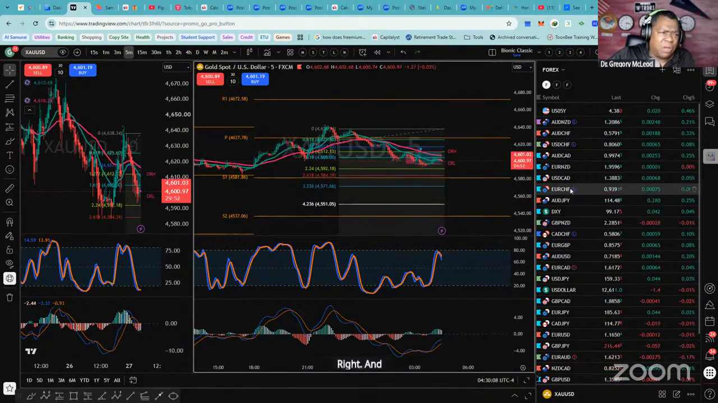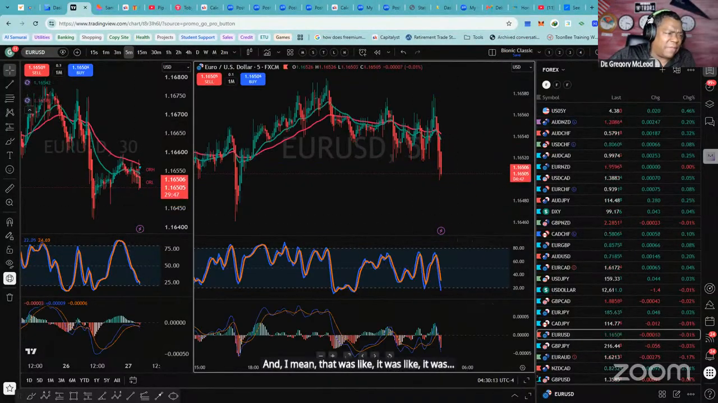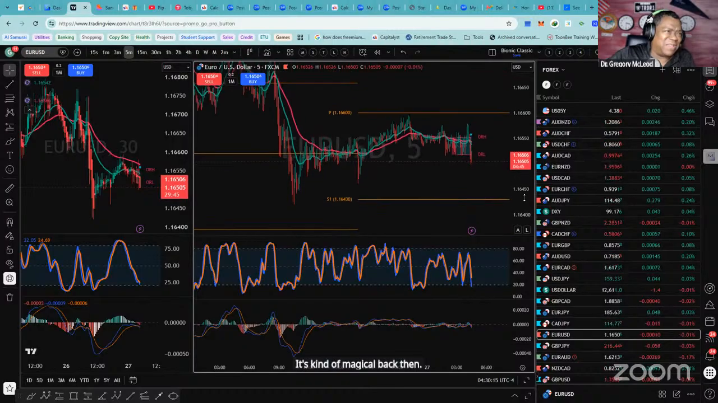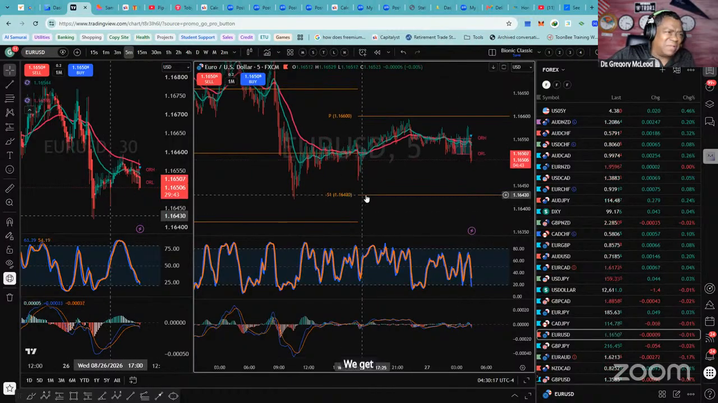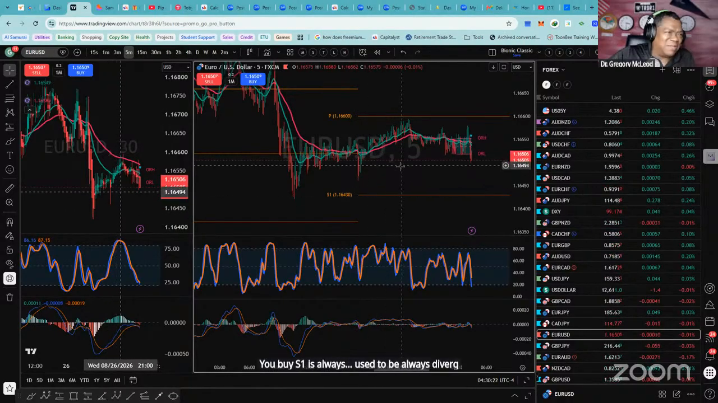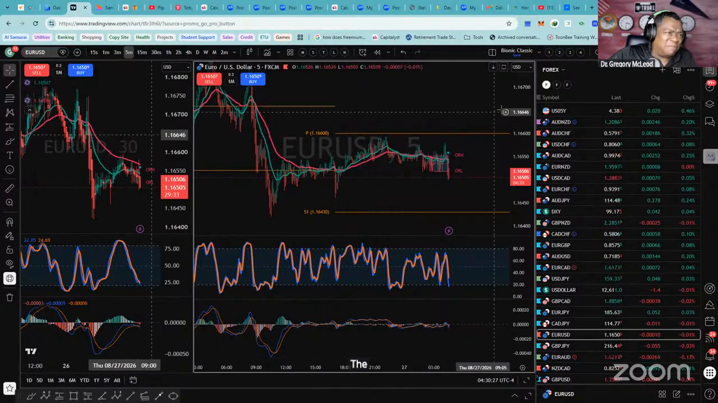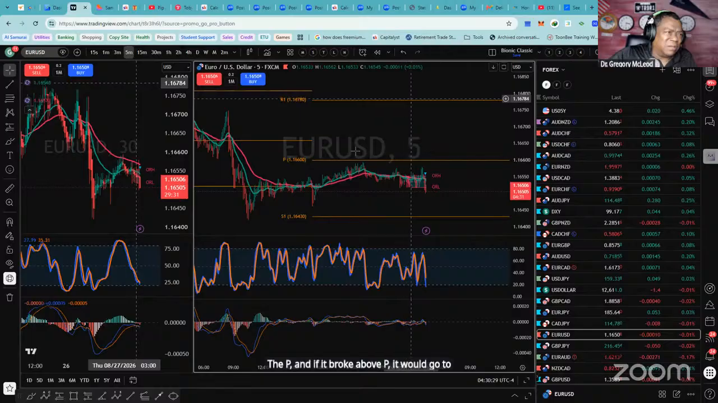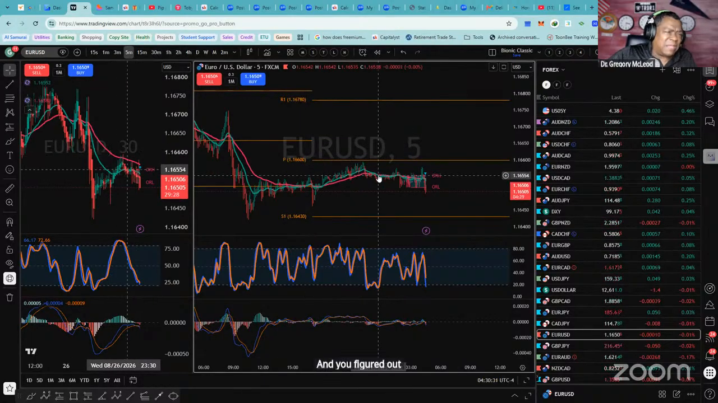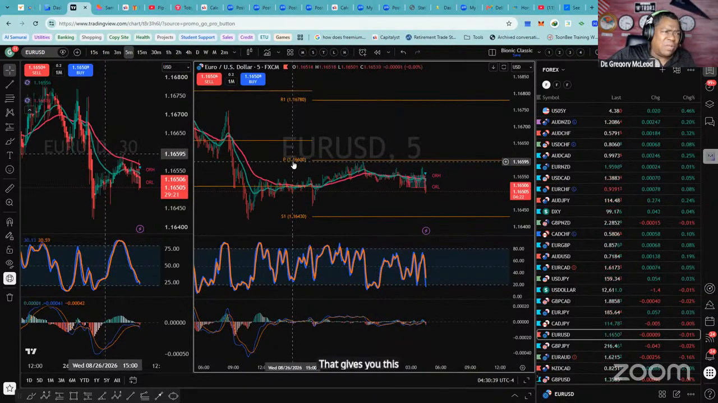And we would trade the euro, and I mean it's kind of magical back then. If you think about it, right? We get to S1, you buy S1. It used to be always divergence to S1. And then they go from S1 to P, and if it broke above P, then it would go to R1. And you figured out P by taking the open, high, low, and close of the previous day divided by 3. That gives you this. This is the typical or average price for the day for the euro.